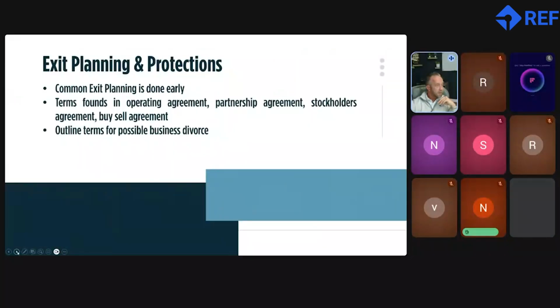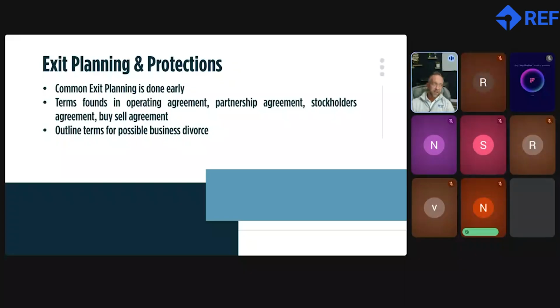Okay, so I wanted to cover just briefly some of the things in terms of exit planning. When it comes to whether it's a real estate deal or a business that you're doing with someone, you want to plan, I call it planning for a business divorce. So it's almost like having a prenup. And a lot of times the terms of this are in your operating agreement, partnership agreement. Sometimes people put together a separate buy-sell agreement, shareholders agreement that outlines the terms of what's going to happen if this business fails or something goes wrong.